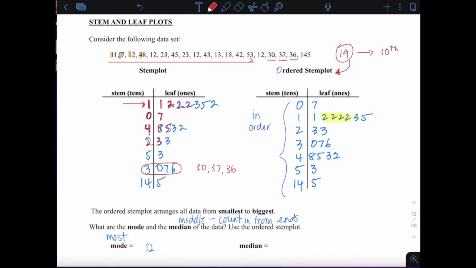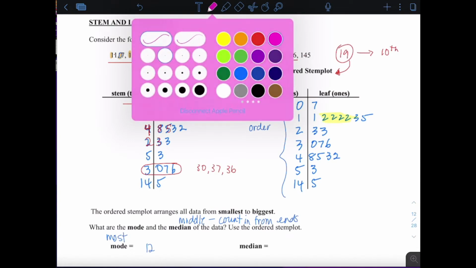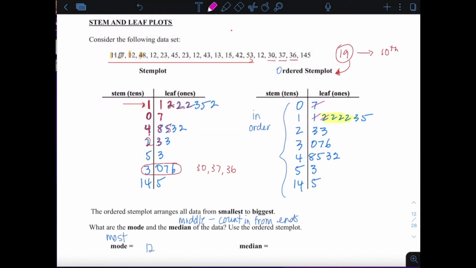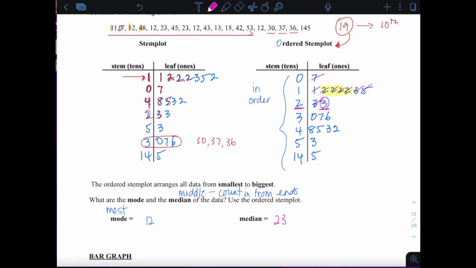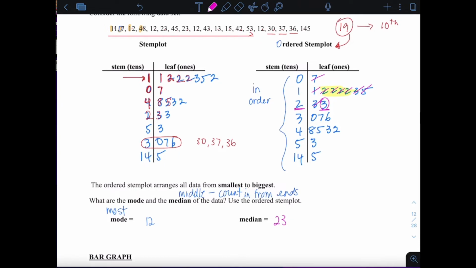So let's count up to 10. So here I have 1, 2, 3, 4, 5, 6, 7, 8, 9, 10. So what that means is my median number is 23, 2 and 3, okay? So I can only find the median looking at an ordered stem plot, but I probably could have found the mode by looking at either one of these.